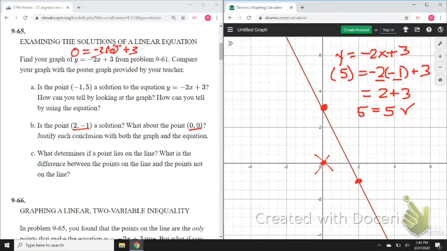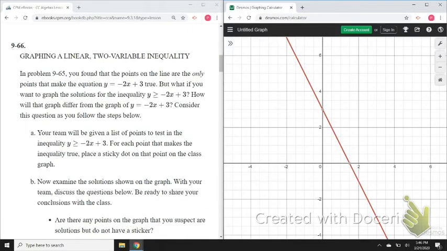Pretty straightforward. I know you guys know this. I know you're thinking this is a waste of time. Why are we doing this? But it is super duper important.